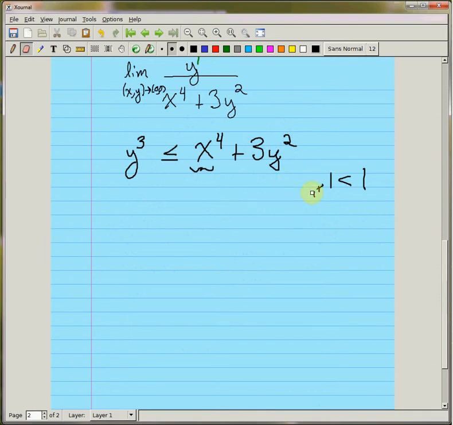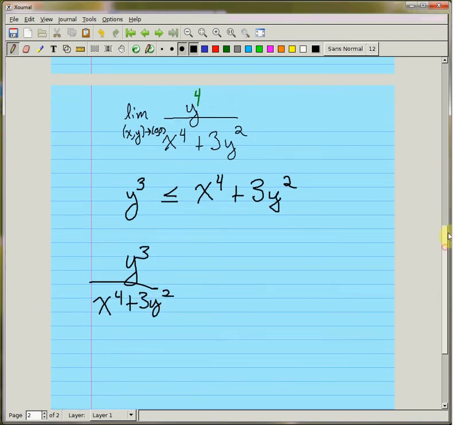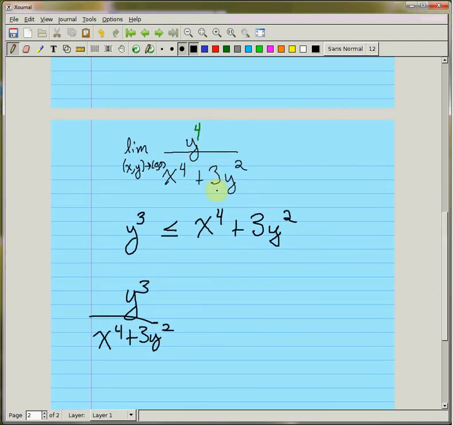And so what I'm going to do now is divide both sides by this, and that's kind of a standard trick, I guess. So then you get y cubed over this stuff. And by the way, I picked that stuff to be the denominator of the function that we're interested in, so that's not a coincidence. So this is less than or equal to 1, right?